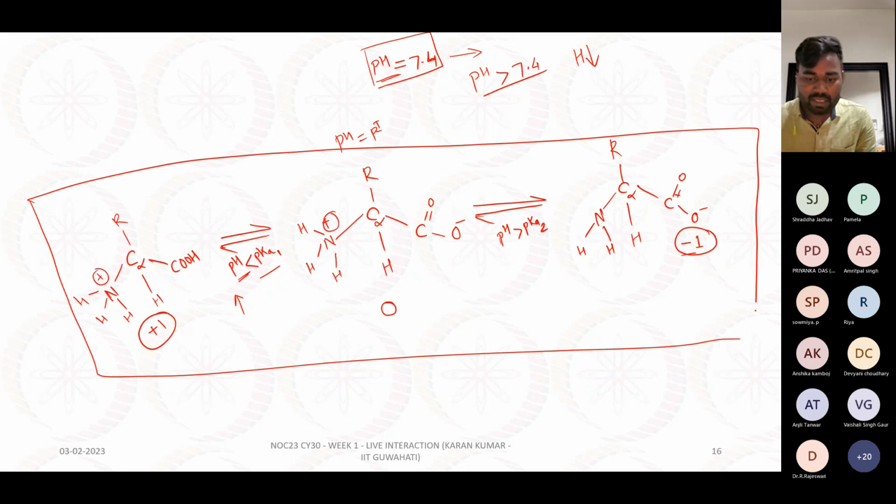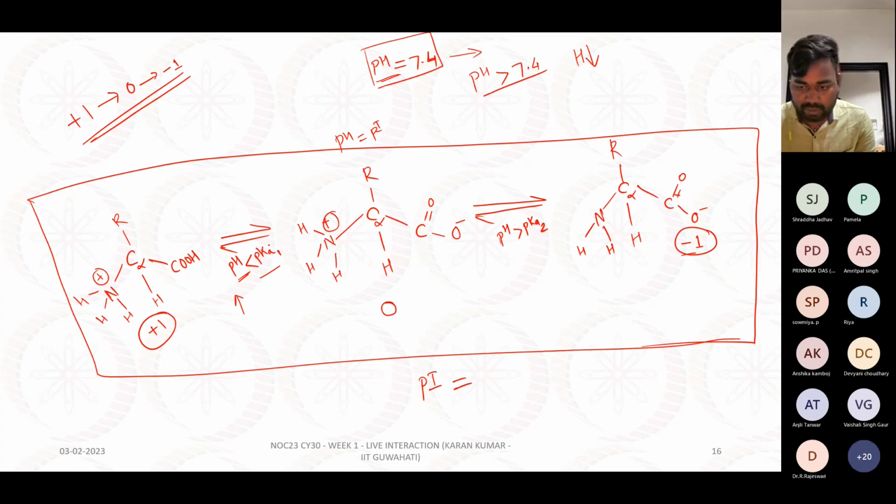So remember this concept all together. Whenever you are calculating the pI, you need to take those pK readings where the charge is changing from +1 to 0 to -1. Okay, remember this concept. So this will be the pK1, this will be the pK2, and you will take the average value to calculate the pI.